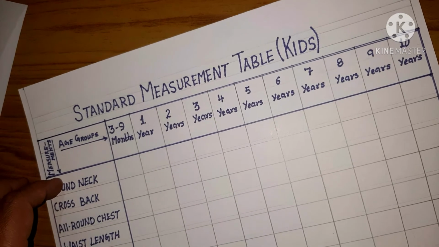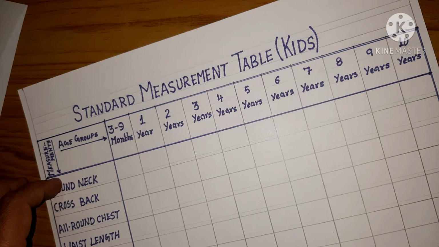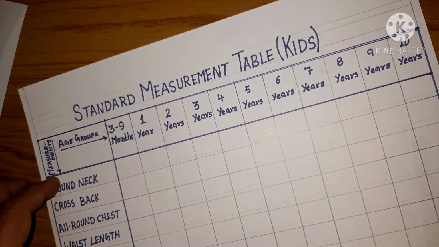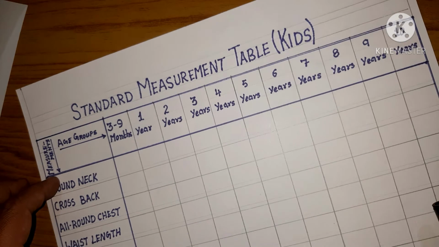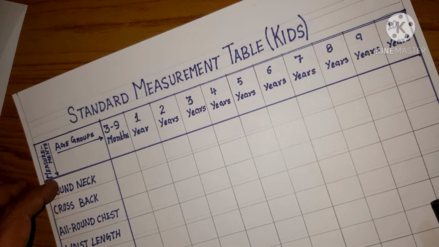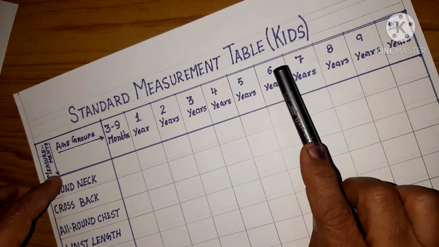So fashion lovers, before we proceed with the drafting, we have to know all about the measurements. In the first portion of the drafting, we would be looking at the dresses of kids. So first we have to understand what the measurements of the kids are, from 3 months to 10 years. In the last videos, we have learned about the measurement techniques, and now we'll see the standard measurement table for kids.